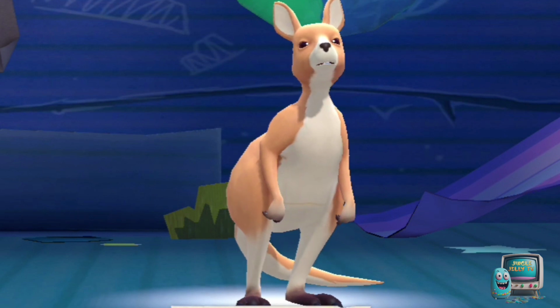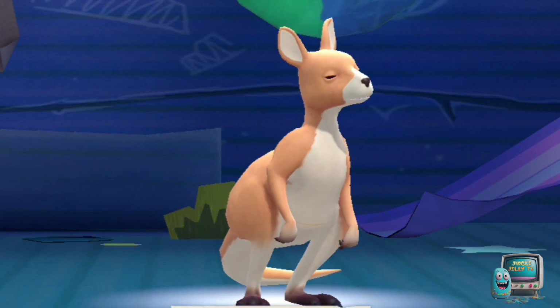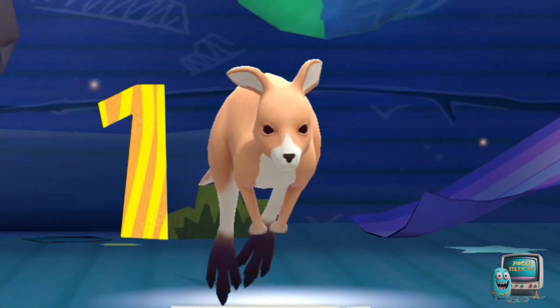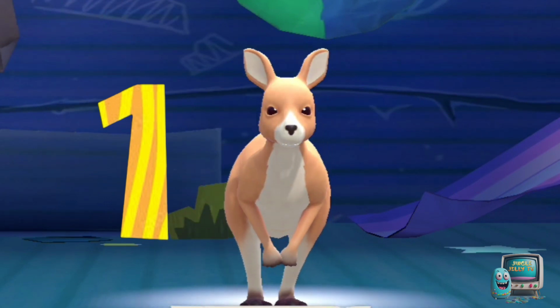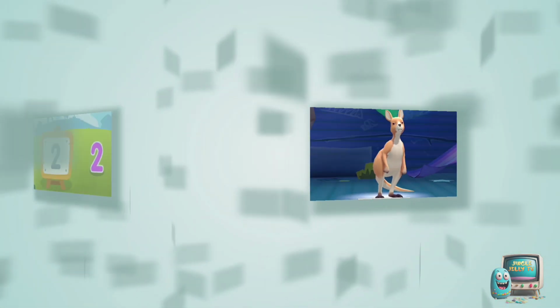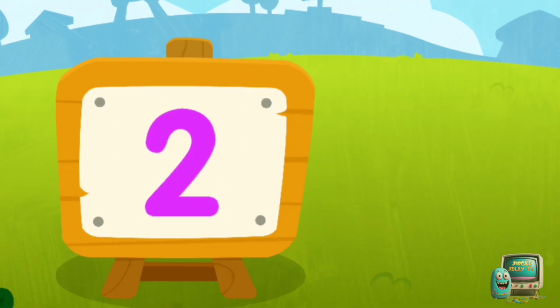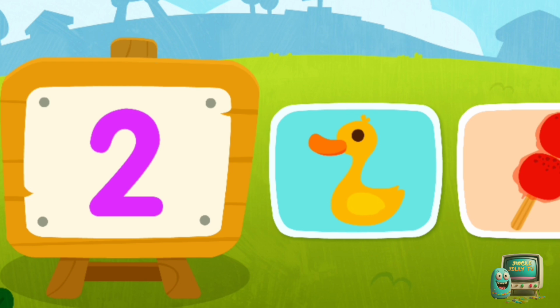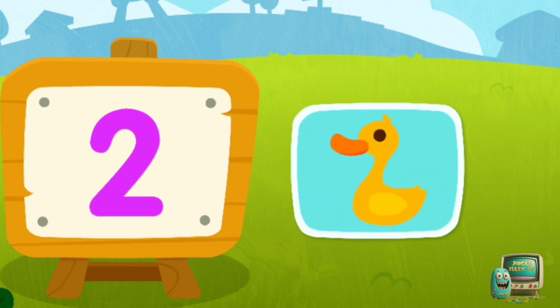What is the name of this animal? It's a kangaroo. Yes, and there is only one kangaroo. Kangaroo is happy. This is number 2. Can you find out the shape like number 2? Yes, it is the duck.